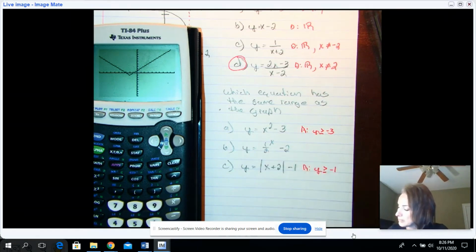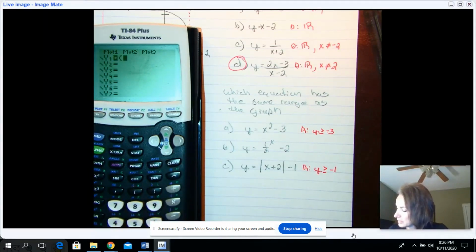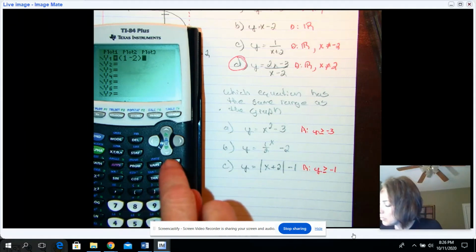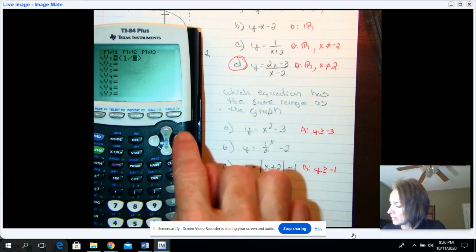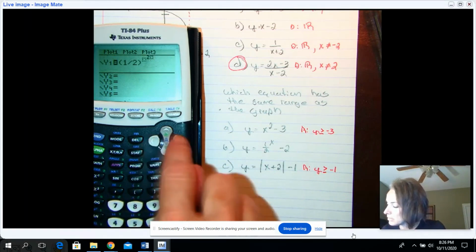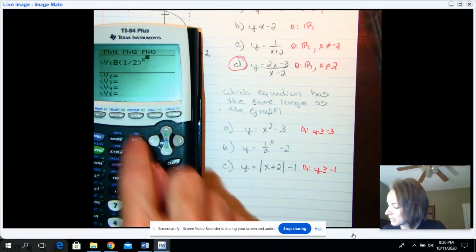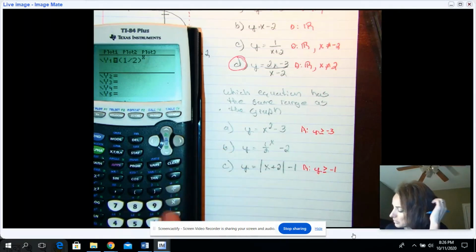So now let's look at this one. Y equals, I'm going to put in parentheses, 1/2, and then raised to the power of x, not 2. Goodness, I'm just messing up everywhere. Let me clear that out. So raised to the power of x minus 2.